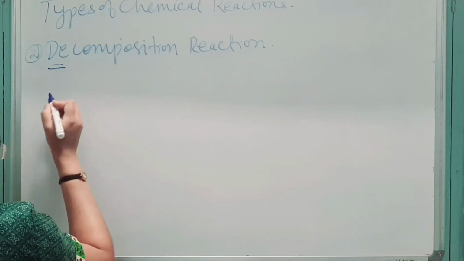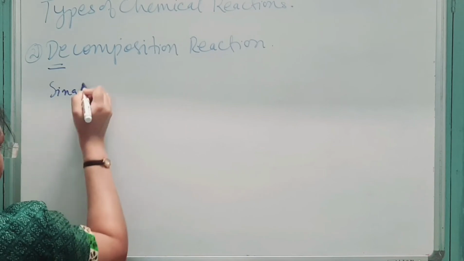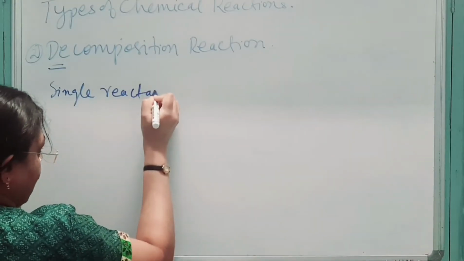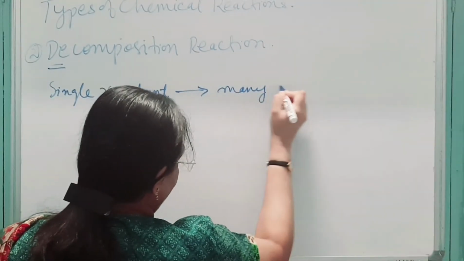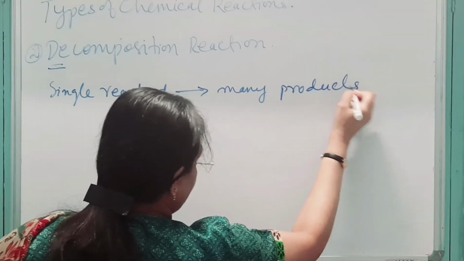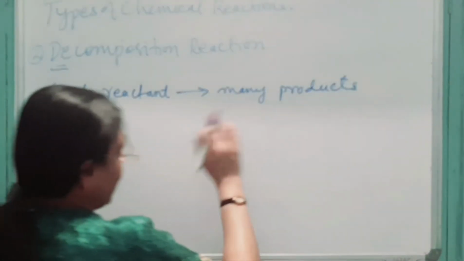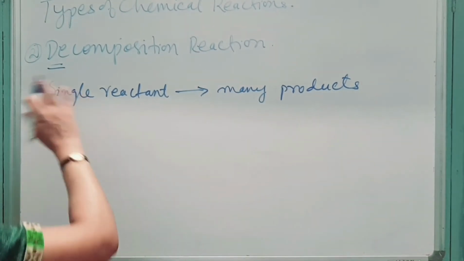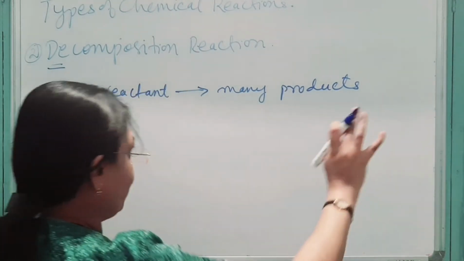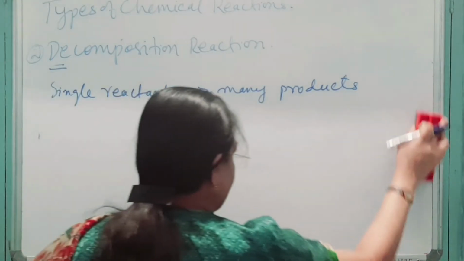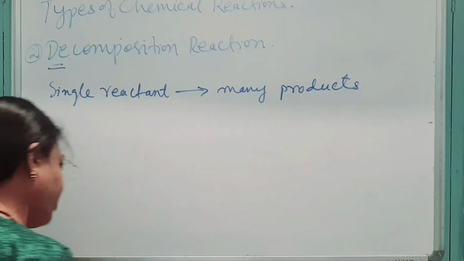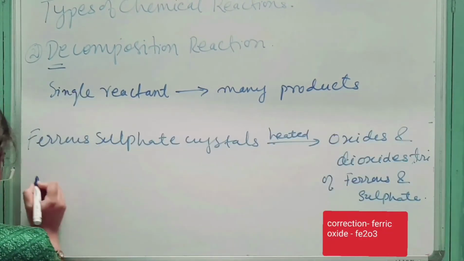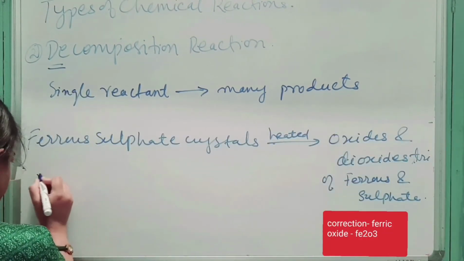It is a process in which a single reactant is breaking into many products. Decomposition, something is decomposing. So we can understand decomposition reaction with the help of the example of ferrous sulfate crystal. Ferrous sulfate is 2FeSO4.